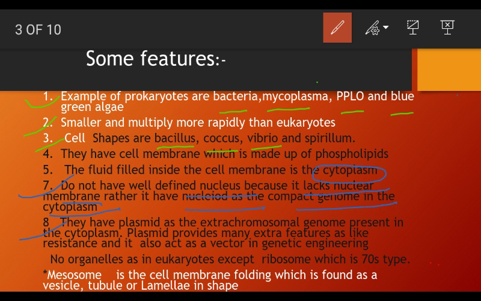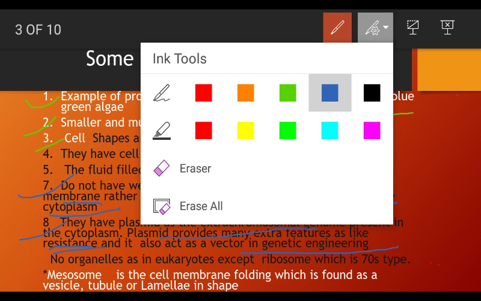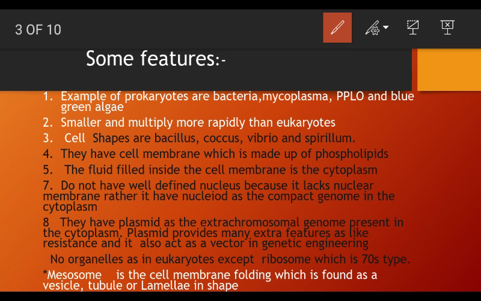Yeah, and they have plasmid as the extra-chromosomal genome present in the cytoplasm. Plasmid provides many extra features like resistance. Of course it provides resistance, and it also acts as a vector in genetic engineering. These are the two points that I need to mention. Plasmids are not part of the main genome of the bacterial cell, because the main genome is responsible for the life of the bacterial cell; if they don't have their main genome, they won't survive.